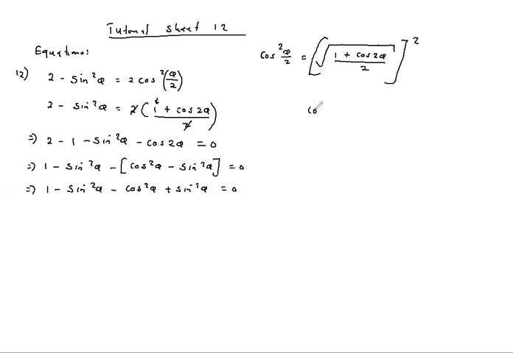So how is cos 2 theta equal to cos squared theta minus sine squared theta? Because of this: cos theta cos theta minus sine theta sine theta, and this is cos squared theta minus sine squared theta. Oh, okay.